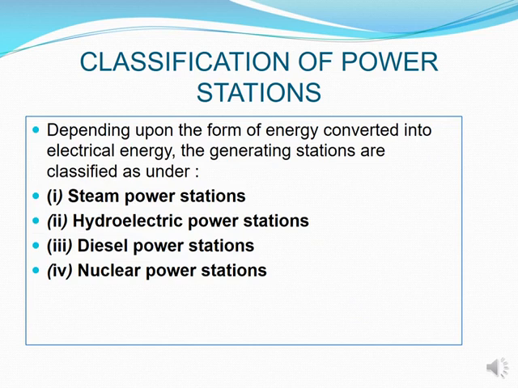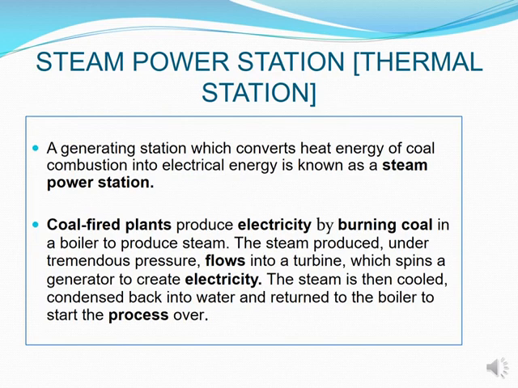Then we now look at the classification of these power stations. As I've said, depending on the form of energy that gets converted into electrical energy, the generating stations are classified under the following: a steam power station, or rather a coal-fired power station, a hydroelectric power station, a diesel power station, and a nuclear power station. And luckily, you've seen all the pictures now. So your thermal station is a generation station that converts heat energy, so the heat coming from burning the coal, into electrical energy. And that station is known as a steam power station.